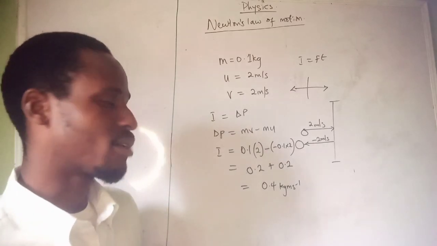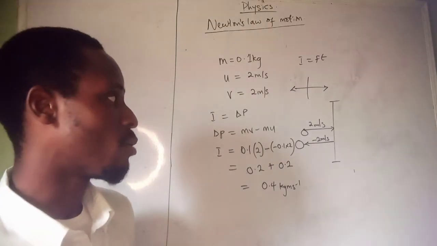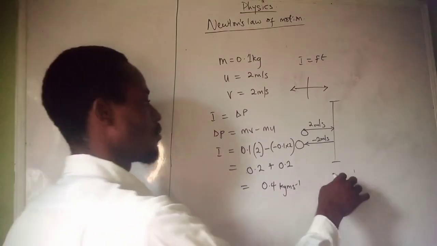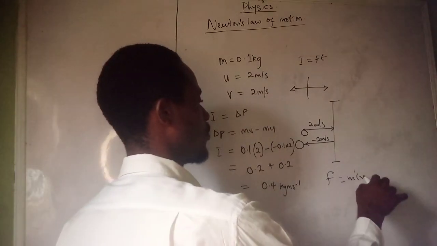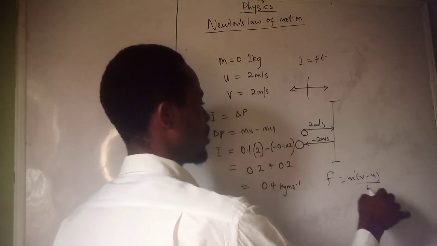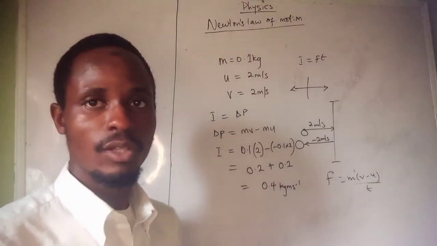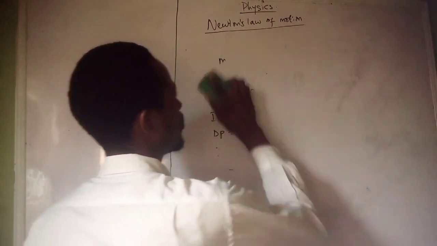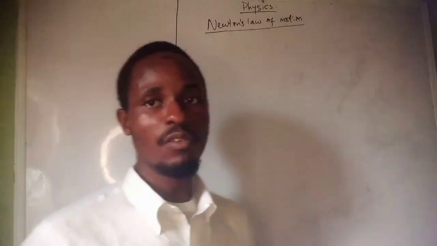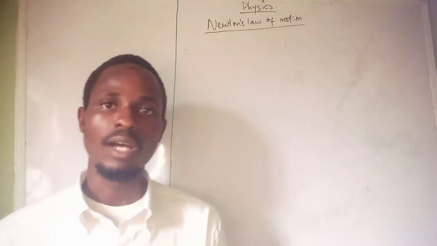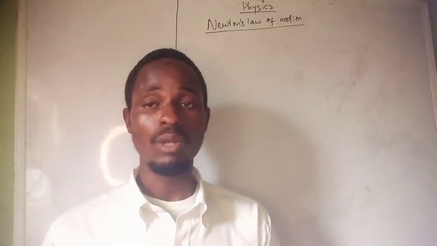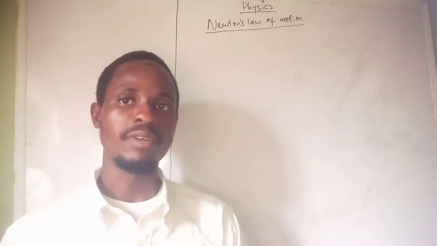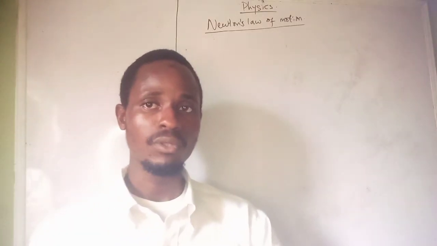So these are questions that could come, and we have varieties of questions that will require you to use F equals m into V minus U all over T, and so on. So now let's dive into Newton's third law of motion. Newton's third law of motion is trying to tell us that action and reaction are equal and opposite. So which means for every action, there must be an equal and opposite reaction.